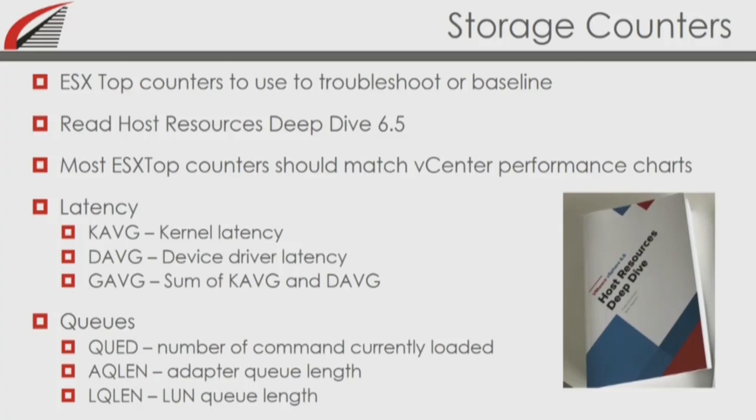So latency is the biggest thing I look for in my storage layer. I'm using ESXTOP, and the KAVG, DAVG, and GAVG counters are the ones I look at the most. The kernel basically means it's VMware-wise, the device driver is the other one, and the third is the combined one. Queues, go look at your queues. Is my queue depth set right or not? Am I actually using it properly?